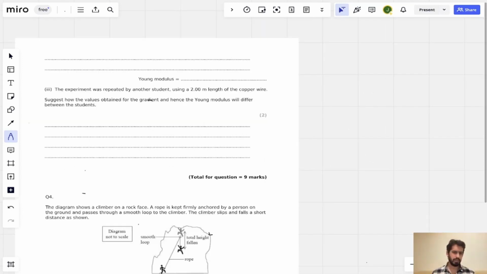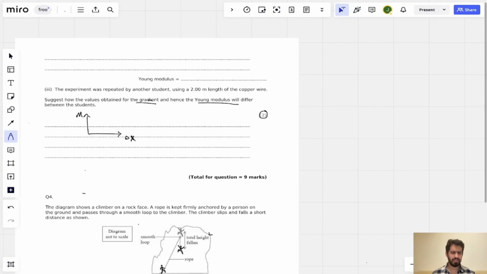The last part of this question is that the experiment was repeated by another student using a 2-meter length of copper wire. Suggest how the values obtained for the gradient and hence Young modulus will differ between the students. So you see it has 2 points and there are 2 questions. You have to explain how the gradient will change and how the Young modulus will change. Remember that the gradient was for the graph between mass and extension delta x.